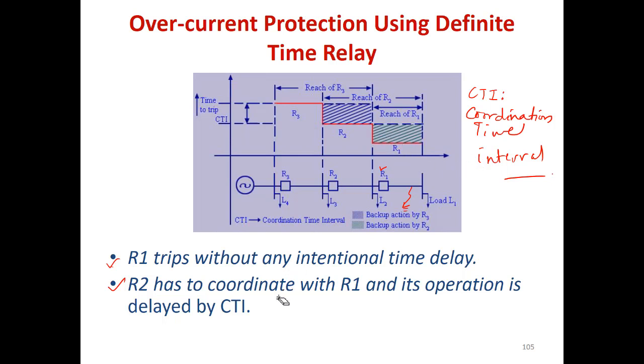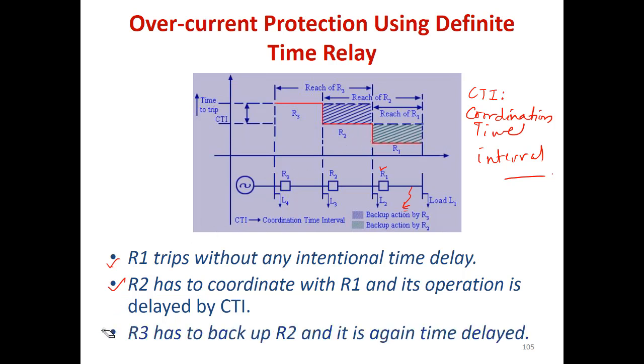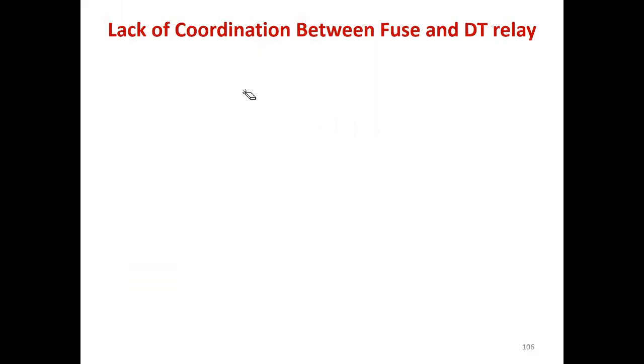So it should be delayed by CTI, and that CTI is represented here as this green hatching, the CTI for relay R2. Now R3 has to back up R2, and it is again time delayed by one more CTI, right? So R3 is hatched in blue, and this is the CTI for R3, and this is the CTI for R2. So R2 will back up R1 and R3 will back up R2.